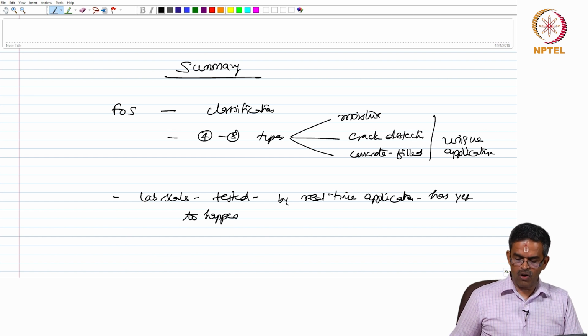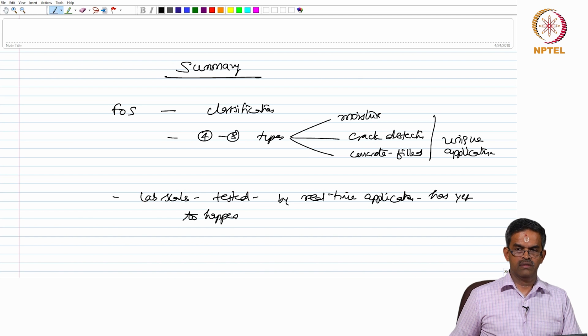In the next lecture we will talk about smart sensing, how sensors can become smart to do health monitoring for structures and their applications in unique structures like offshore structures.